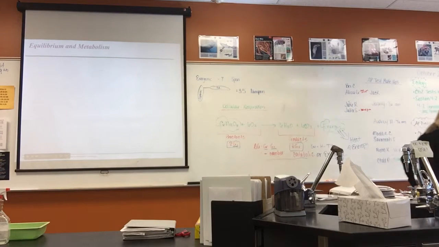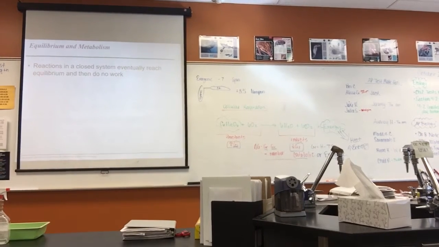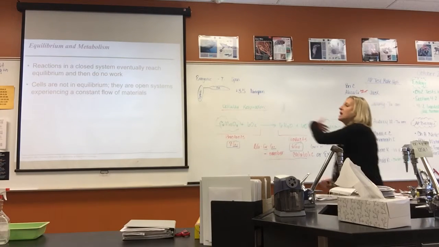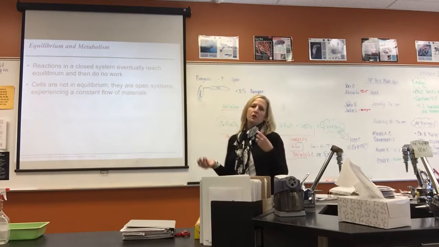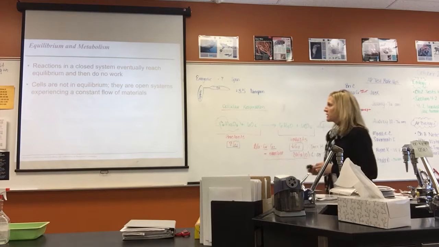So, equilibrium and metabolism. Chemical reactions reaching equilibrium versus not reaching equilibrium. Reactions in a closed system eventually reach equilibrium and do no work. We talked yesterday, are living things closed systems? No. Living things like cells are not in equilibrium. They are open systems. And what does that mean? You exchange with the environment. So there's a constant flow of materials into a cell and materials out of the cell, and therefore that creates a state of not being in equilibrium.